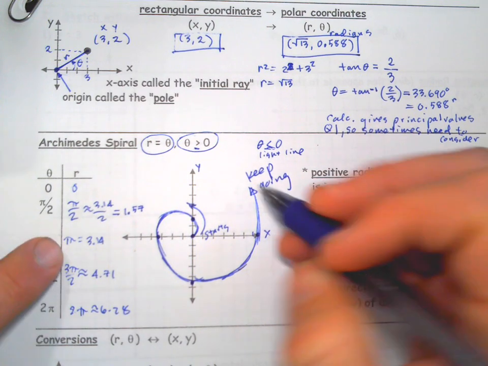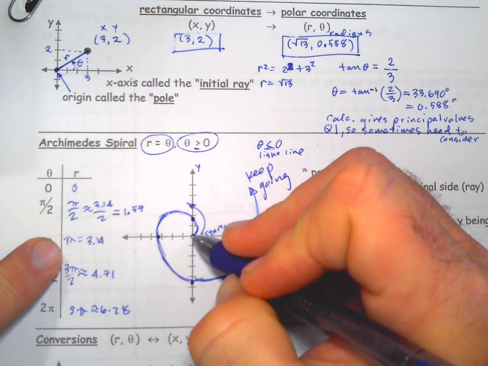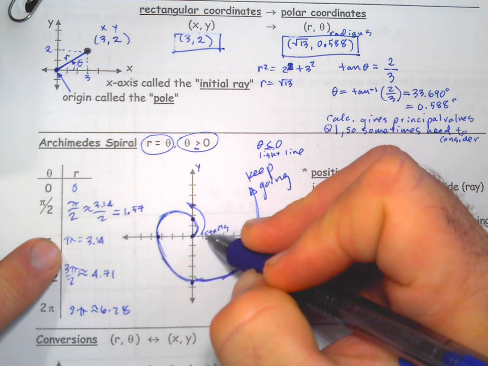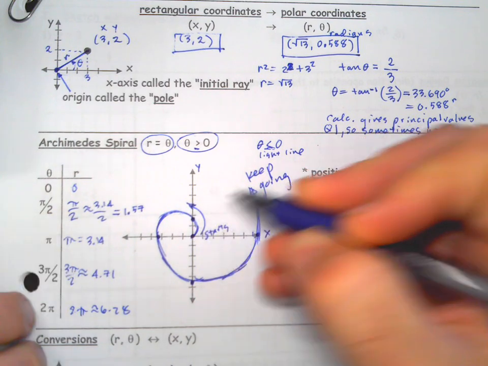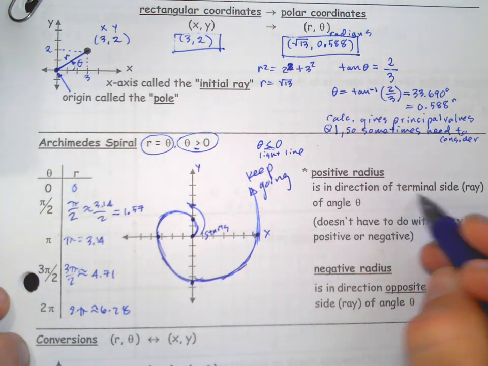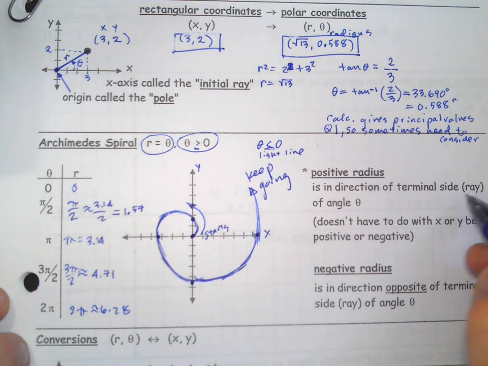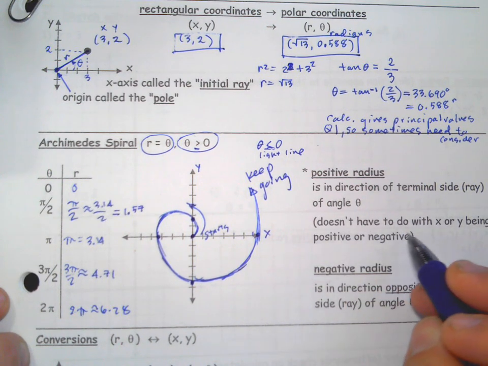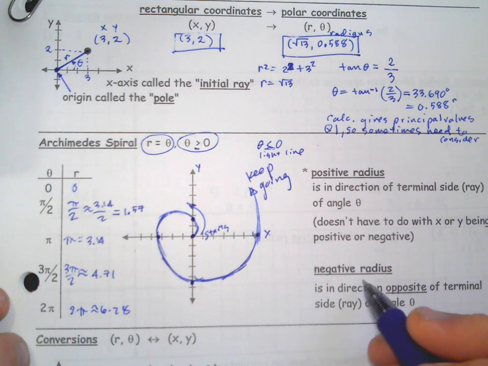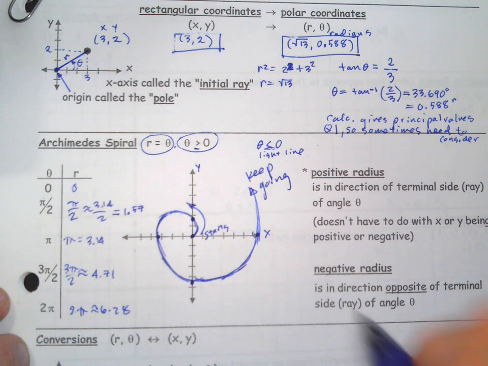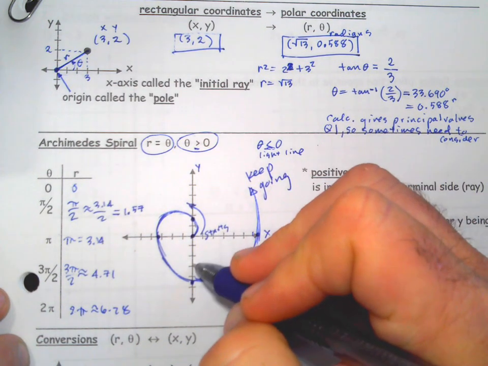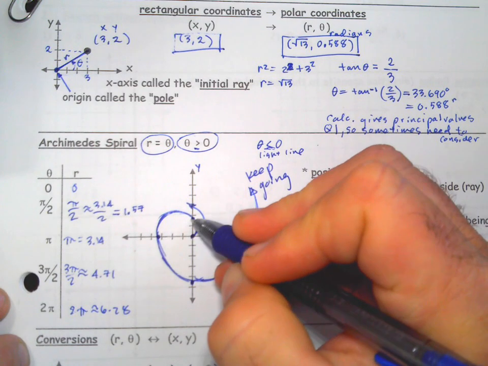If you did the negatives, you get 0, 0. And then you'd be at negative pi over 2, which is going to be backwards, but then you get a negative radius, which flips it up. So positive radius is going to be in the direction of the terminal side of the ray, and it doesn't have anything to do with x or y being negative. A negative radius means that whatever the angle is pointing to, it's going to flip it backwards. So even though we're at negative pi over 2 with a negative radius, it's going to flip it up here.